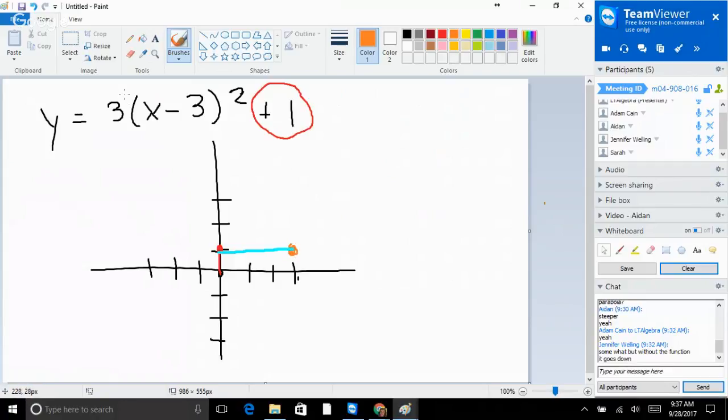And then I have one last thing going on, which is that I am multiplying by 3, right? So that is going to stretch my graph. That's the word I was looking for before, stretch and shrink. So this is going to stretch my graph. Not that I would know exactly what this looks like, but it's going to stretch it out a little bit here.